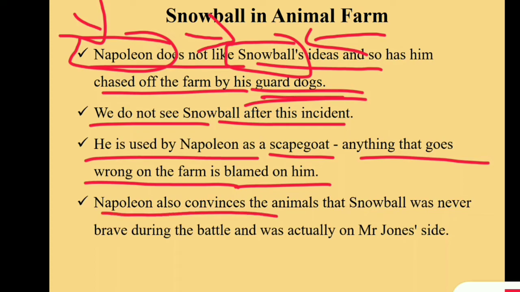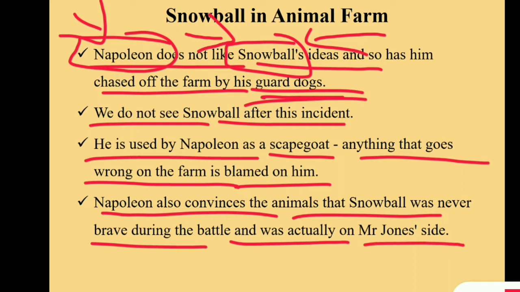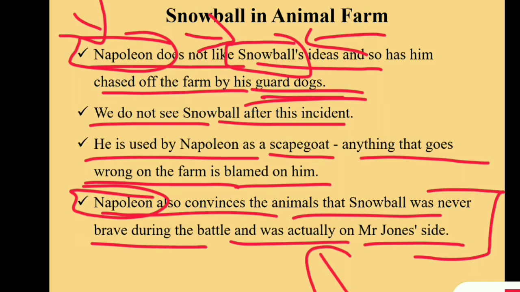Napoleon also convinces the animals that Snowball was never brave during the battle and was actually on Mr. Jones's side. So this version of the story was made up by Napoleon in order to gain confidence from the rest of the animals. But this was not true. Okay, Snowball was somewhat a good pig and he thought about common people, whereas Napoleon did not.